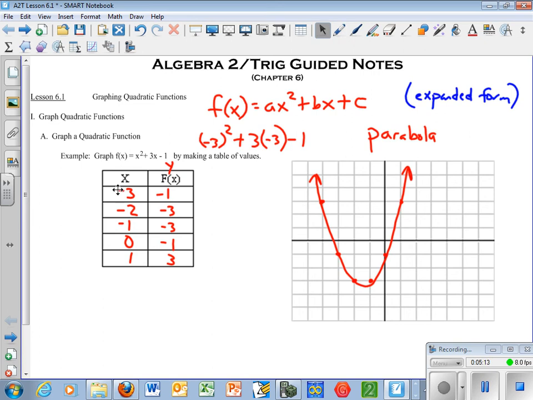So that would be table of values, plotting the points. So make sure you do that on your problems that you're going to be working on in this lesson and show the tables. Don't just do a rough sketch, plot the points.